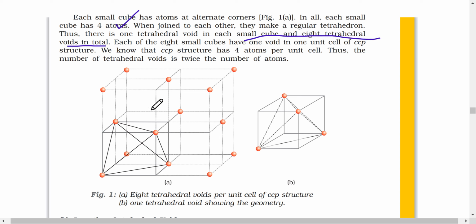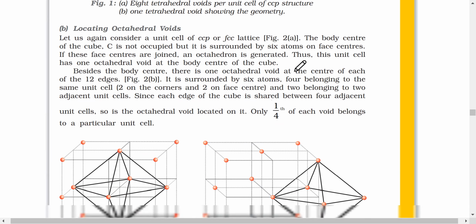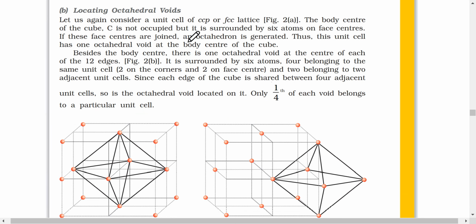Hmm? एक छोटे cube में एक tetrahedral void है. ठीक? Each of the 8 small cubes have one void in one unit cell of CCP. CCP has 4 atoms per unit cell. Thus, the number of tetrahedral voids is twice the number of atoms जो हम already कर चुके हैं. Then locating octahedrals. अब again unit cell consider किया है.